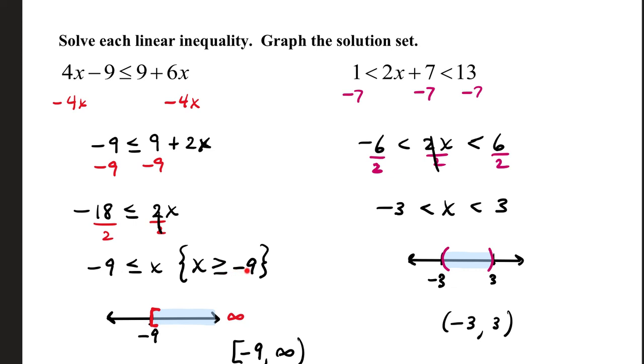Since we get to include negative 9, we're going to put a bracket at that cutoff number. Any value of x greater than that will be to the right of that number on a number line, so our interval will be negative 9 with a bracket to positive infinity.